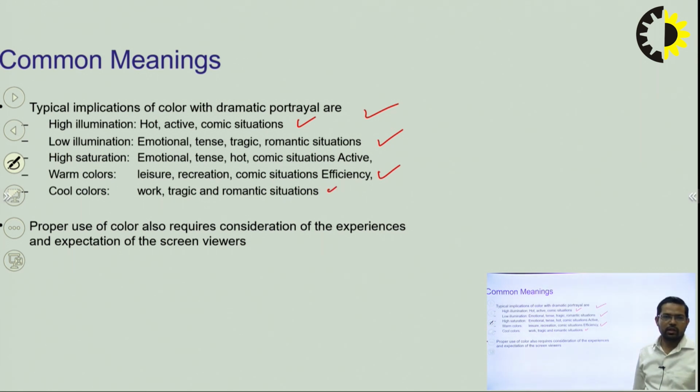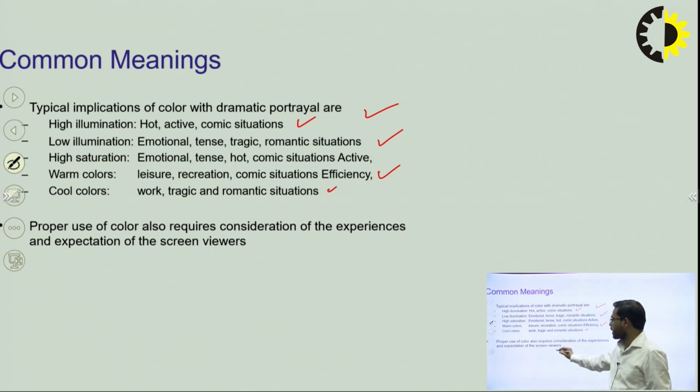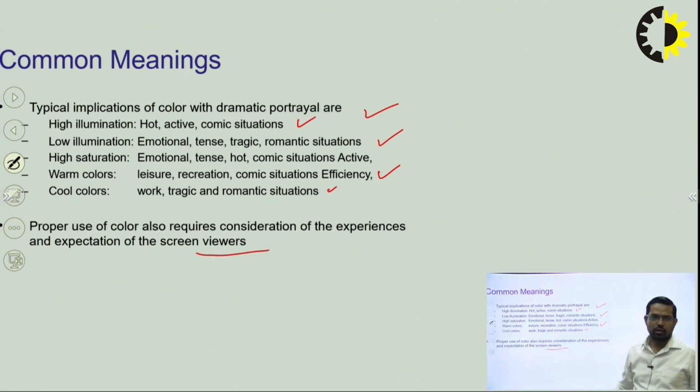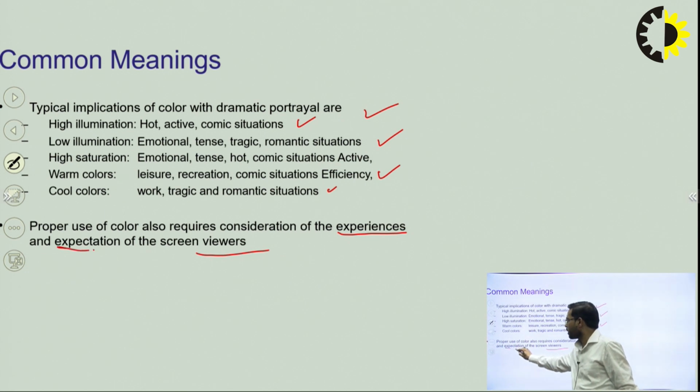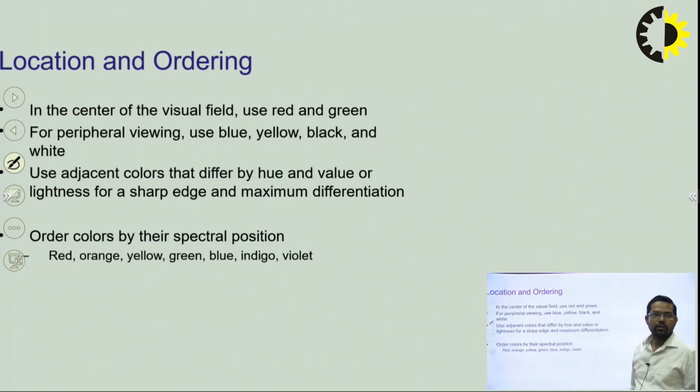So in human computer interface design, we have to identify which color is best for which purpose. For example, to pop up a critical message, a red cross sign is used. But for an informational message, we have to use the green color. Proper use of color also requires consideration of the experience and expectation of the screen viewer.